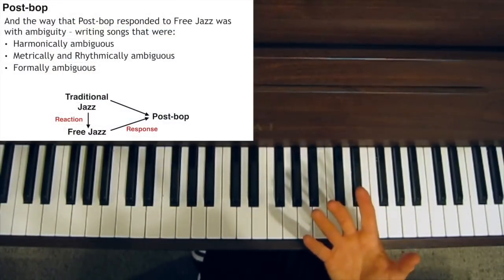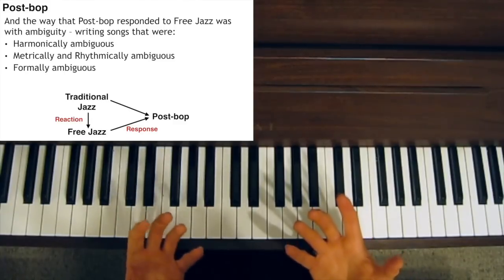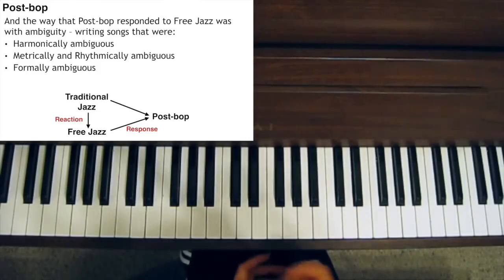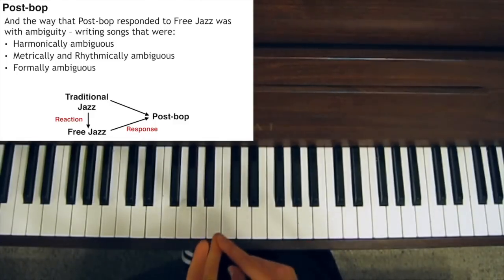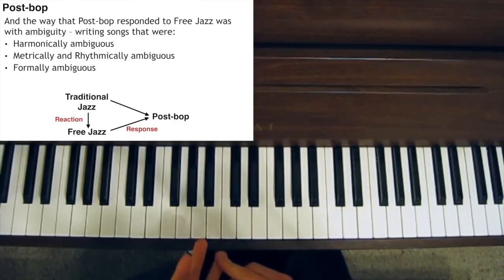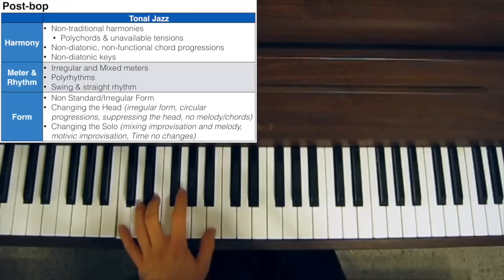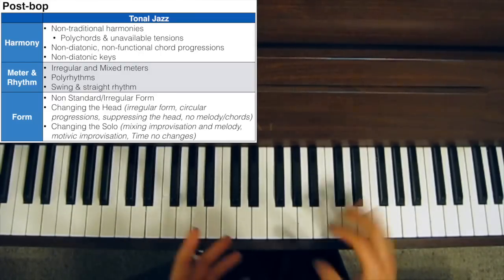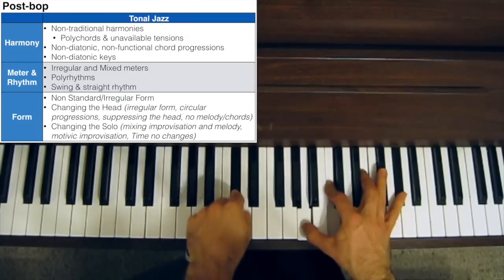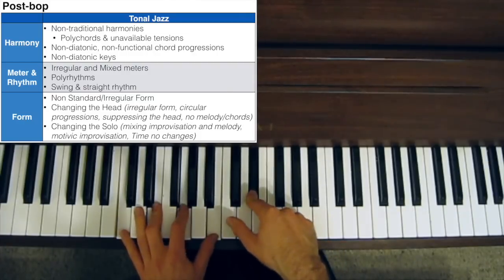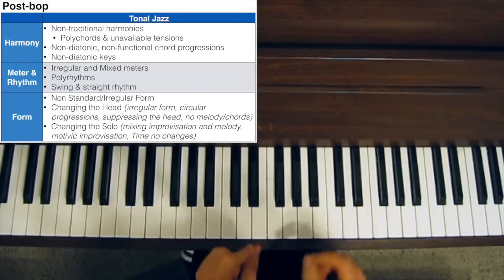And so if free jazz was a reaction to traditional or your more mainstream jazz, then post-bop was how the mainstream jazz responded to free jazz. And the way that post-bop responded to this attack by free jazz was with ambiguity. Songs were written that were harmonically ambiguous, metrically and rhythmically ambiguous, and formally ambiguous. So post-bop uses non-traditional or weird harmonies, like a C major 7 sharp 5, natural 5, or an A minor major 7 on C sharp, which is the major 3rd, or a C major 7 flat 7, or a C major 7 sharp 9. Right, those are all weird, non-traditional chords.